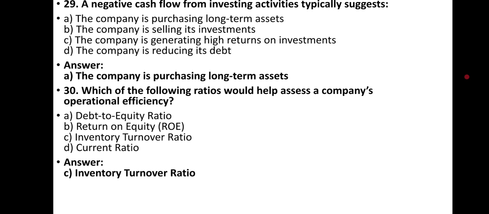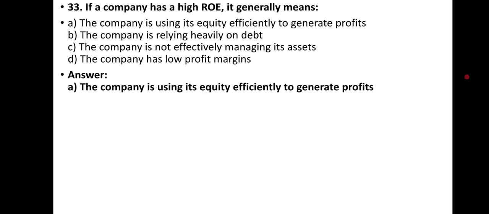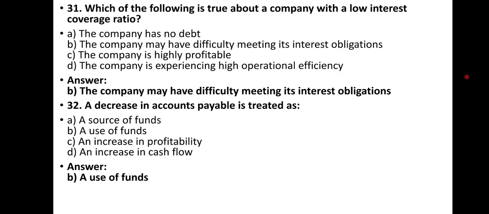So that is all for today's video. We have three questions more left, so let's discuss these questions. Which of the following is true about a company with a low interest coverage ratio? So the right answer is B, the company may have difficulty meeting its interest obligations. And the next question we have, a decrease in accounts payable is treated as, and the right answer is use of funds.